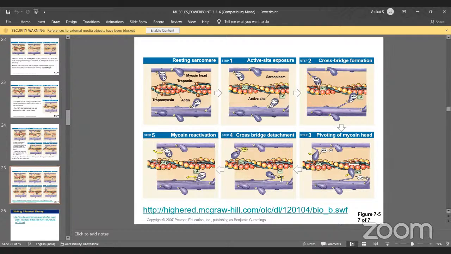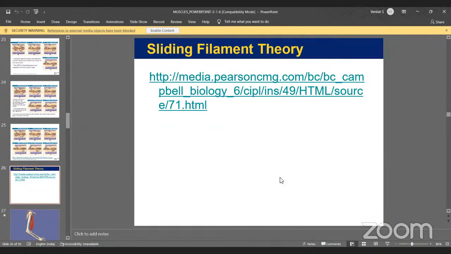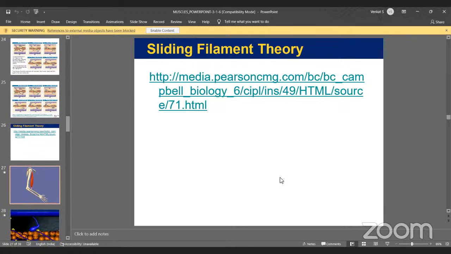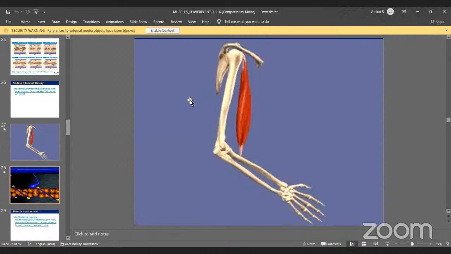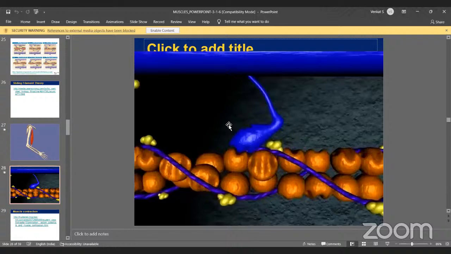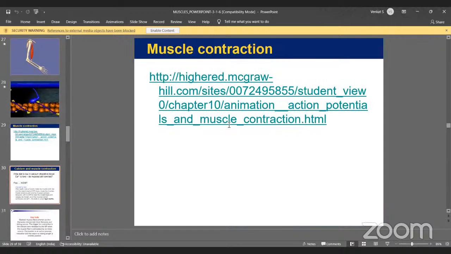This is the clear image of cross bridge binding, the resting sarcomere and the activated sarcomere, the sliding filament theory. This is the complete image of the bone, the skeletal bone, attached at this particular location of the tendon. This is the complete muscle. The muscle contractions slide will be this one.